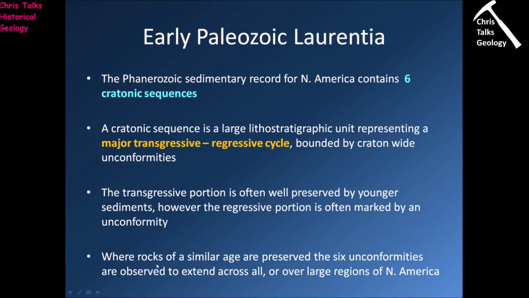So where rocks of a similar age are preserved, the unconformities that mark the upper and lower boundaries of these cratonic sequences are observed to extend across all of, or at least over, large areas of North America. And when I'm talking about these 6 cratonic sequences, I am just talking about North America and the United States in particular.